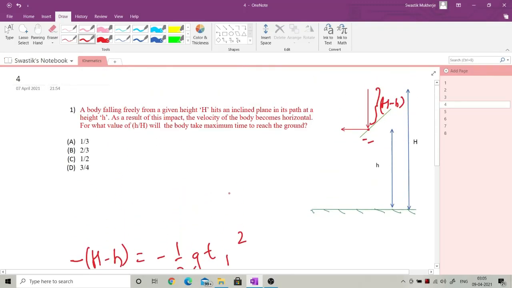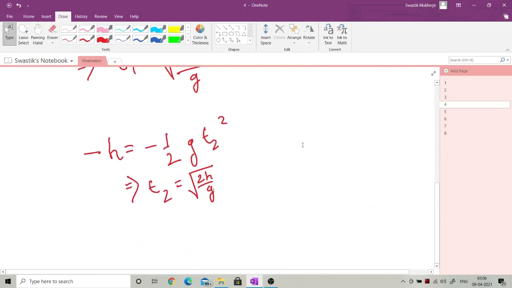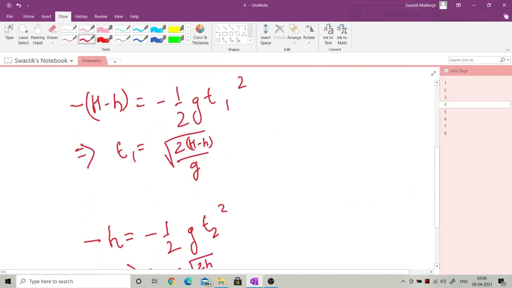Now what are they asking? They're asking what value of h, small h by capital H, will the body take maximum time to reach the ground. So they are trying to maximize T1 plus T2. Let's do this here.